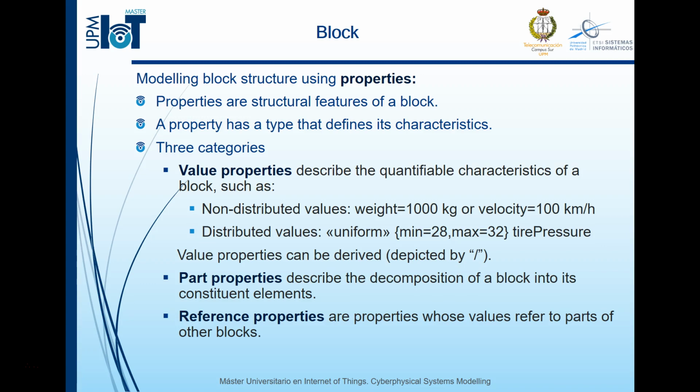That means they are properties whose values refer to parts of other blocks. Maybe the main way to know if a property is a part or a reference could be something like this. If I remove the pump, will the controller disappear or not? If not, that means there is a reference relationship. But if I remove the system, I'm removing all the components. That means all of these are parts of the system. So it's the first way to find the difference between part properties and reference properties.